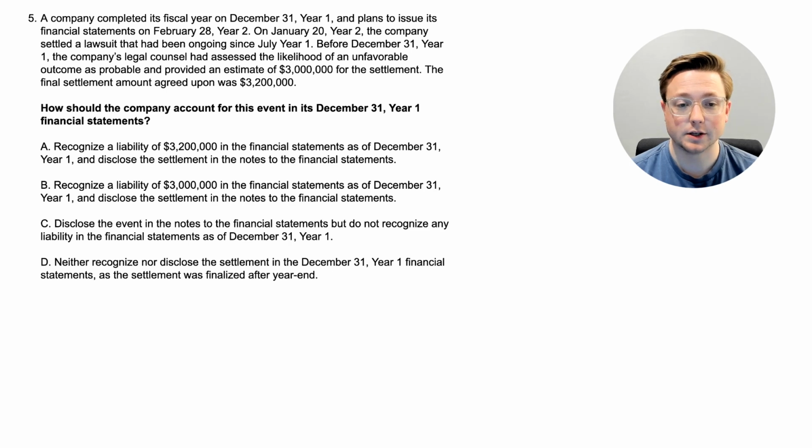All right, here we are at question 5. How should the company account for this event in December 31st, year one financial statements? Let's go to the top. A company completed its fiscal year on December 31st, year one, and plans to issue its financial statements on February 28th, year two. On January 20th, year two, the company settled a lawsuit that had been ongoing since July of year one. Before December 31st, year one, the company's legal counsel had assessed the likelihood of an unfavorable outcome as probable and provided an estimate of $3 million for the settlement. The final settlement amount agreed upon was $3,200,000.